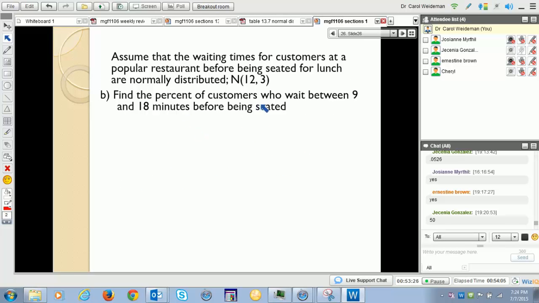Find the percent of customers, and here's a shorthand way we frequently write normal: normal distribution, mean, standard deviation. Find the percent of customers who wait between 9 and 18 minutes before being seated. So just like we did before, we need a z-score for 9. 9 minus 12, so we get a -1. And we need a z-score for 18, which is a 2.